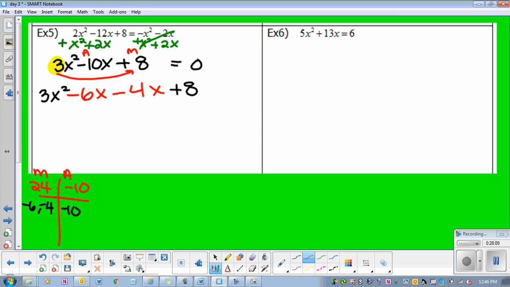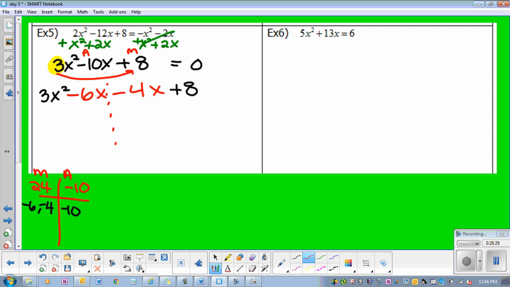Yeah. I did negative 12 and 2. Negative 12 and 2, but that multiplies to give you a negative 24. You want it to multiply to give you a positive 24. Negative 12 times negative 2, but then if you add that, you get a negative 14, not negative 10. Yeah, I know, that one's a little tricky, isn't it?